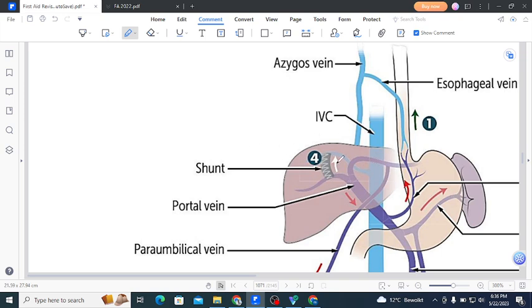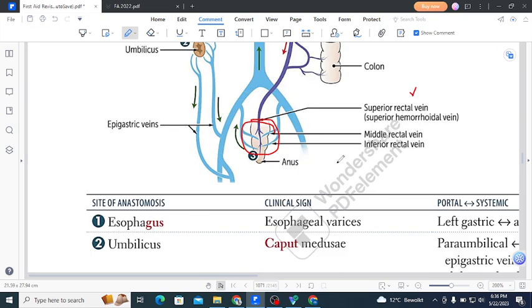There are some problems or complications which are associated with the TIPS procedure. For example, hepatic encephalopathy. Uremic hepatic encephalopathy is also associated with this one, but we'll see that in detail later on. For right now, let's talk about the varices.